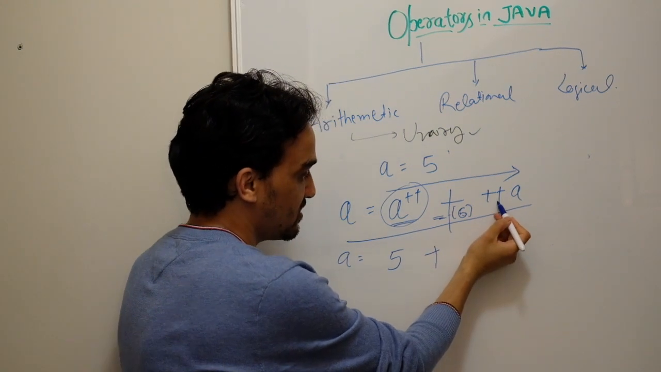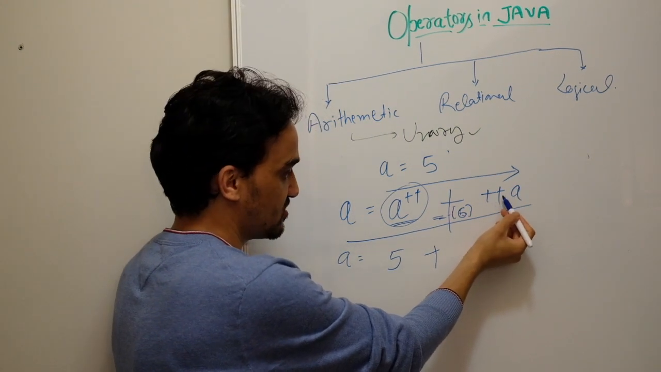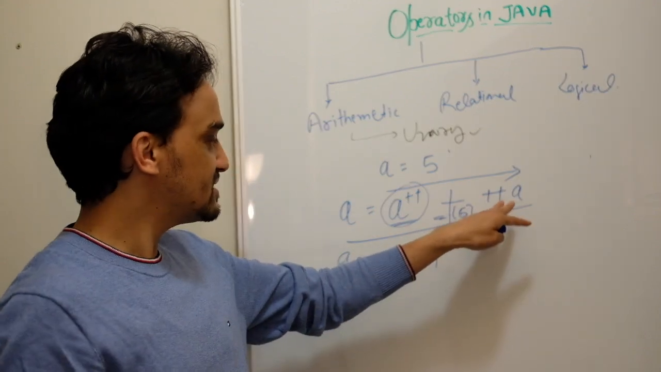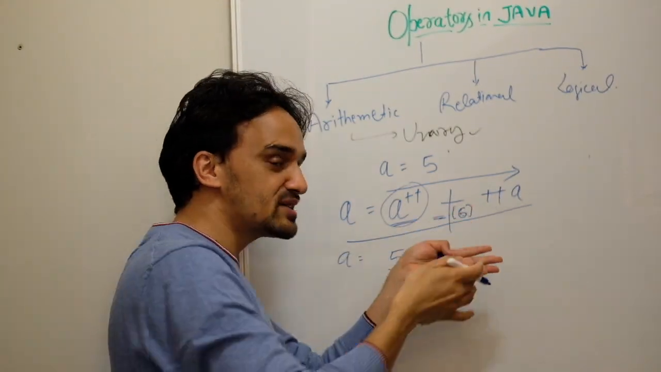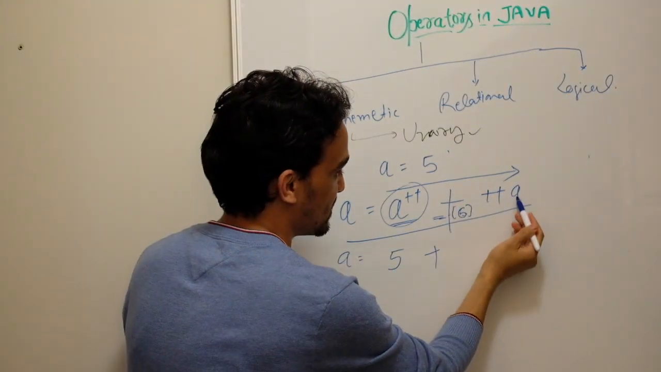Now it came here again, and since this is a prefix, plus plus A, the increment will happen before A.